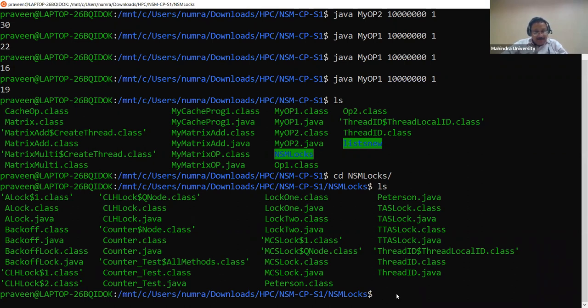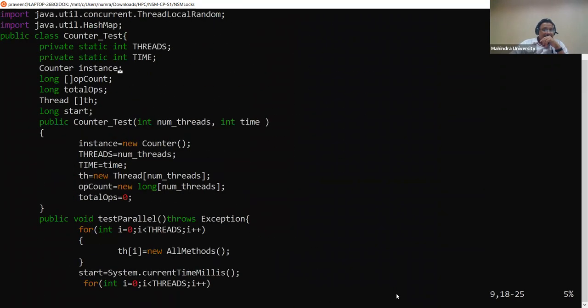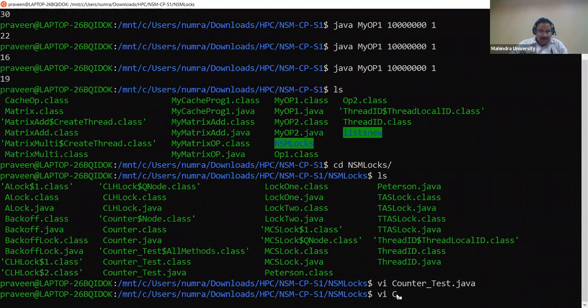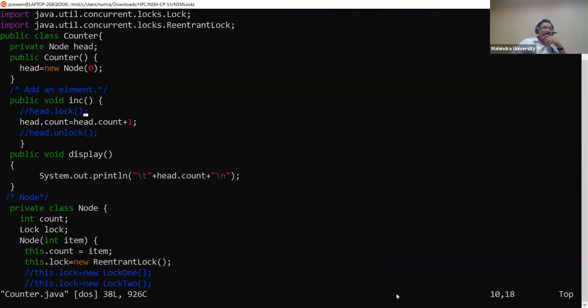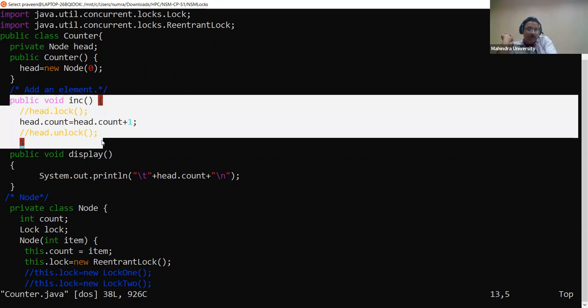Here, I would like to show an example, PI counter test dot java. When you look at this simple program, there is a method increment. In this method increment, we are going to increment the counter value: head dot count equal to head dot count plus one. That is the purpose of method increment.